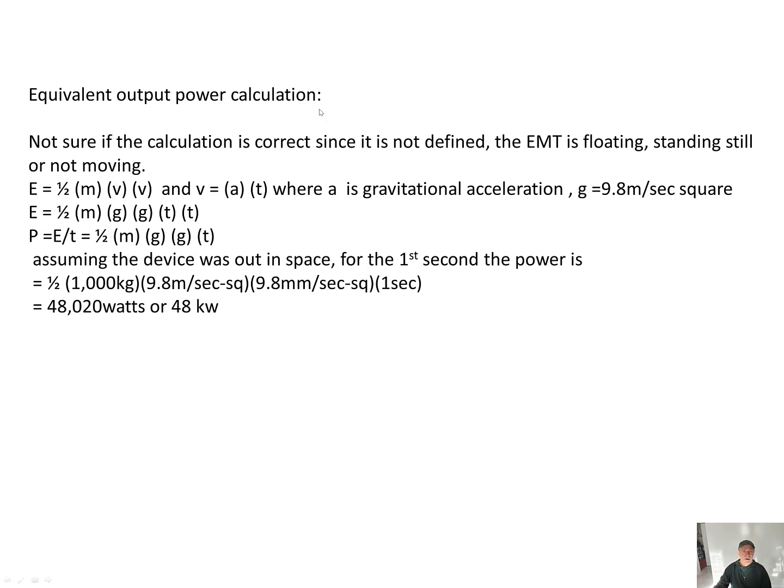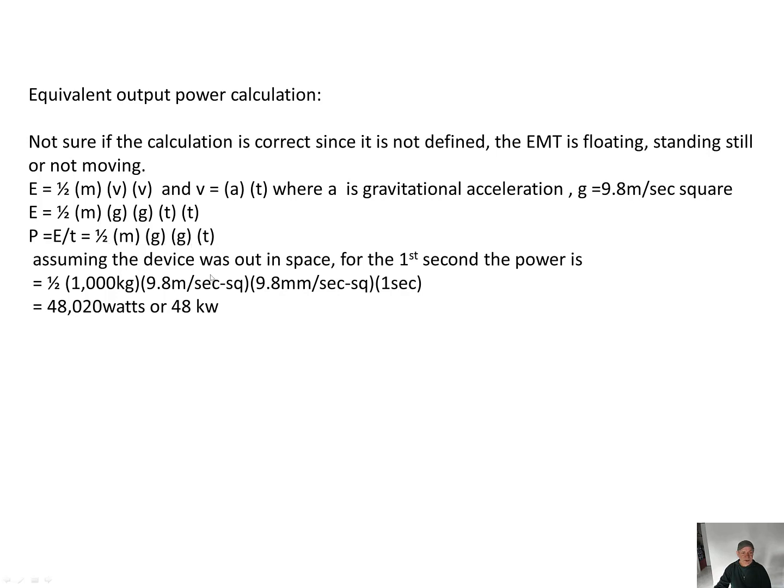Equivalent output power calculation. Not sure if the calculation is correct since it is not defined. The EMT is floating, standing still, or not moving. Energy equals half m v squared, and v equals acceleration times time, where a is the gravitational acceleration, g, 9.8 meters per second squared. So we substitute g for a and a t for v, so it will be half m g squared t squared, but power is energy over time. It's a half m g squared times t.